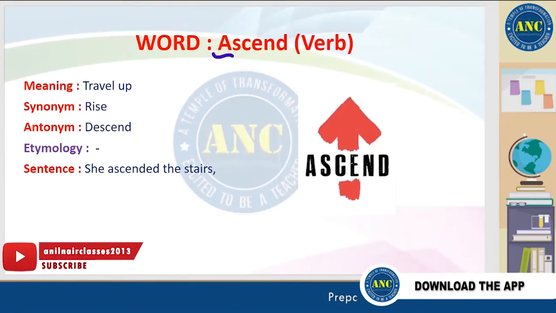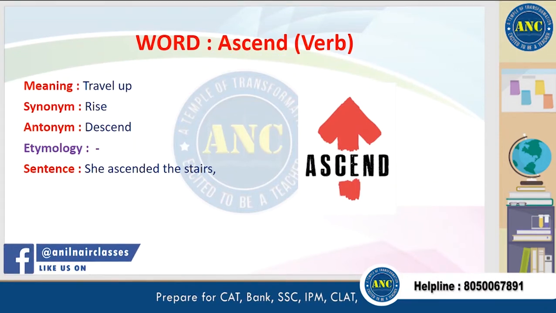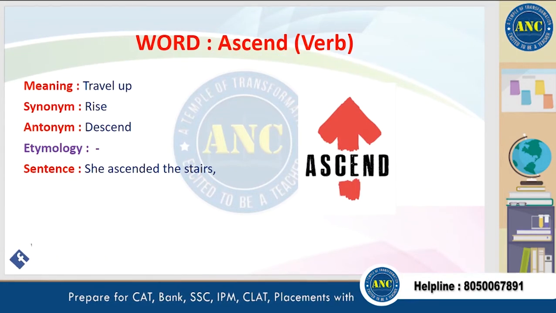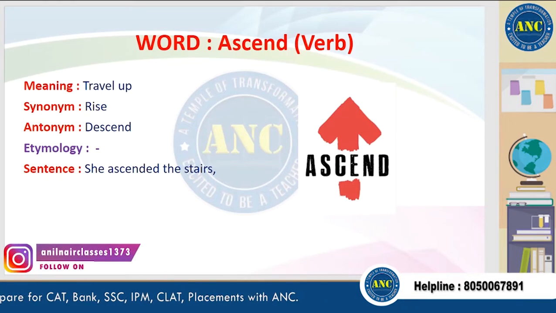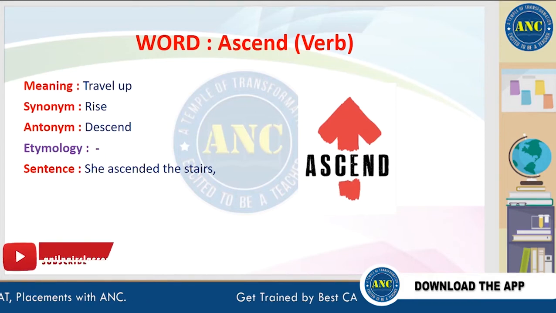The next word is ascend. Ascend means travel up. A synonym for this is rise, and an antonym is descend. A sentence for this word is, she ascended the stairs.